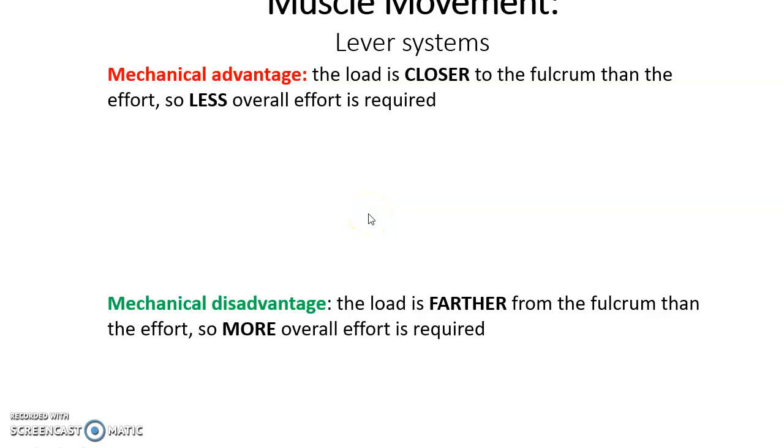A mechanical advantage means that the load is closer to the fulcrum, so that you don't need as much effort to move the object. That's usually in physics what you're trying to do, use less force to move something. However, in our muscle system, it's a little more complicated. You also have the mechanical disadvantage. It's the other side. The load is further away from the fulcrum than the effort. So now you need more effort, more force to be put into moving something of a certain weight.